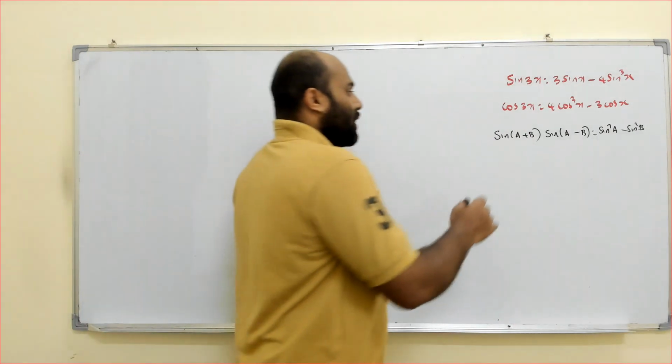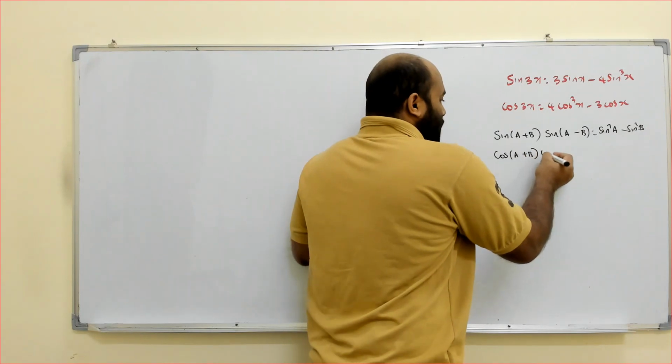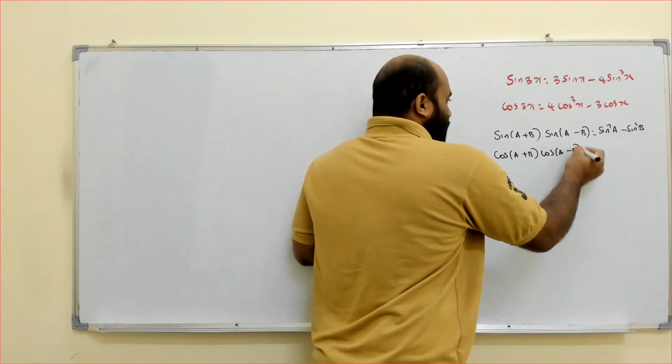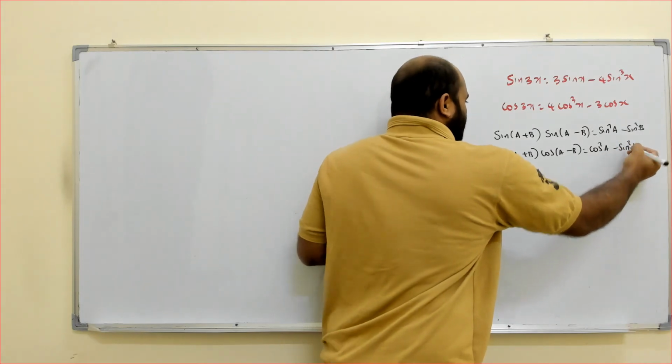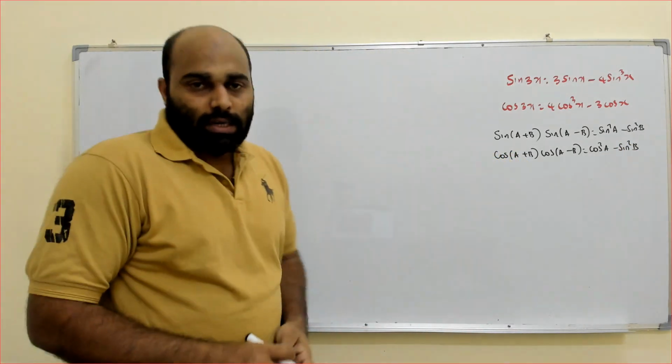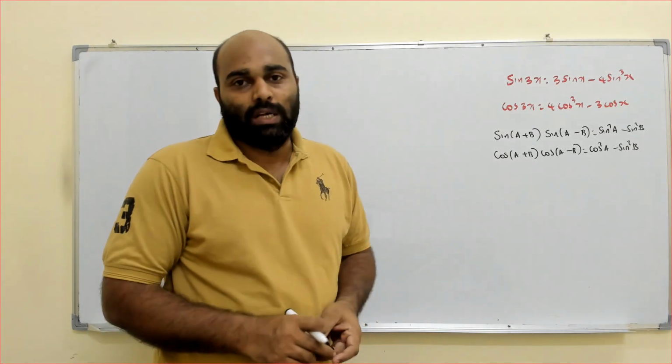Like that, we have one more result. What is that? Cos a plus b into cos a minus b equal to, be careful, cos square a minus sin square b. By mistake, don't write cos square a minus cos square b. You have to write what? Cos square a minus sin square b.